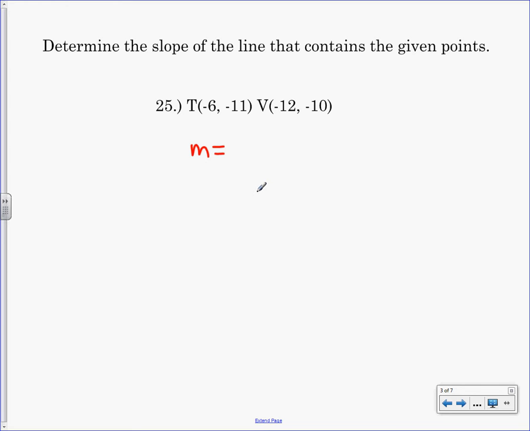So you should have gotten, what? Negative 10 minus negative 11 over negative 12 minus negative 6. Is everybody comfortable with that? And then we solve it, right? Two negatives make a positive, or use a calculator.